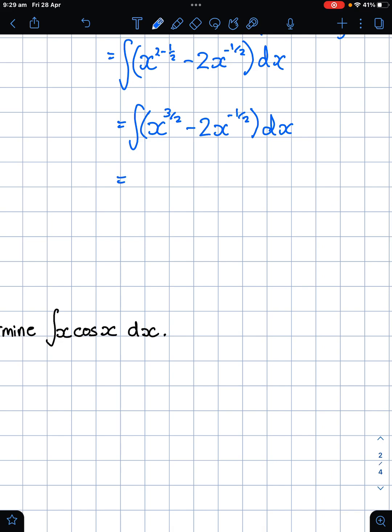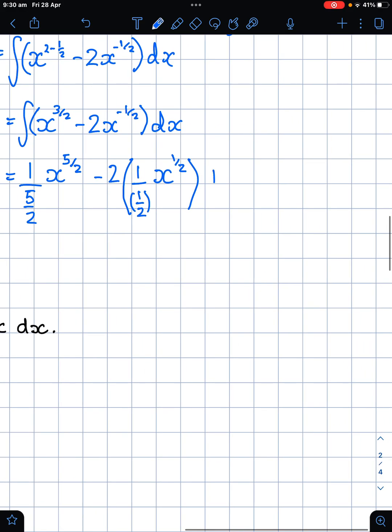So let's do the integral now. We're going to add 1 to the power. So 1 over 5 on 2, x to the 5 on 2, minus 2, and then it's going to be x to the half. So it's going to be 1 over a half, and that's going to be x to the half there as well, and then plus c.